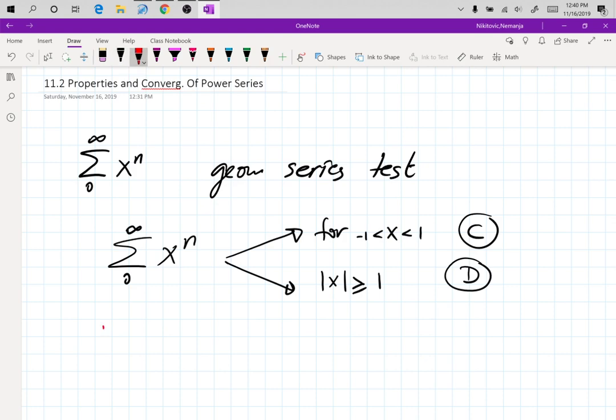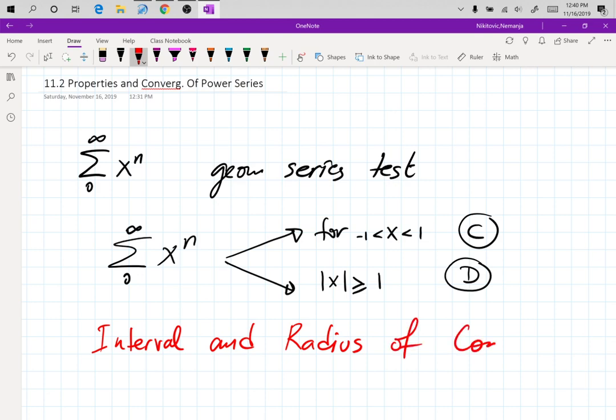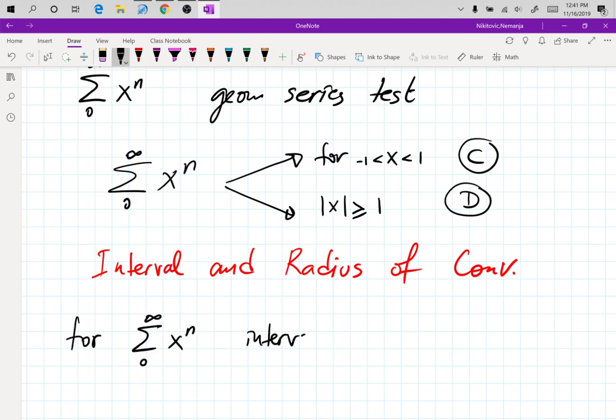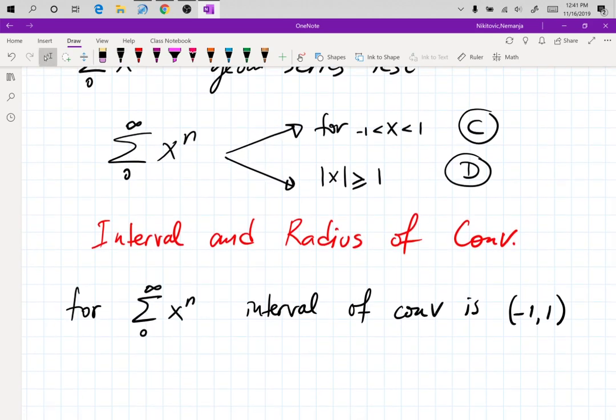So we are introducing now interval and radius of convergence. So for the problem up there, for summation x to the n, the interval of convergence is -1 to 1. So any x you pick between -1 and 1 will make the power series converge.